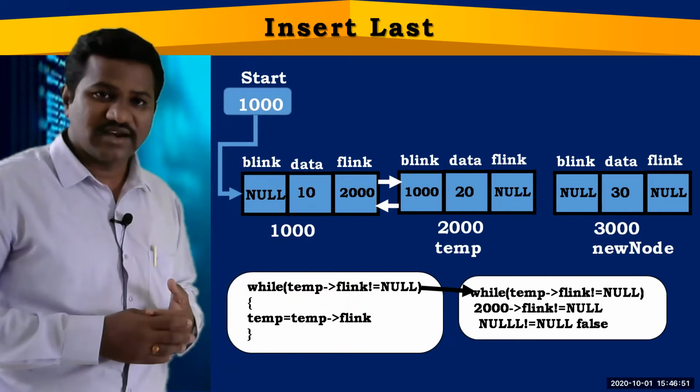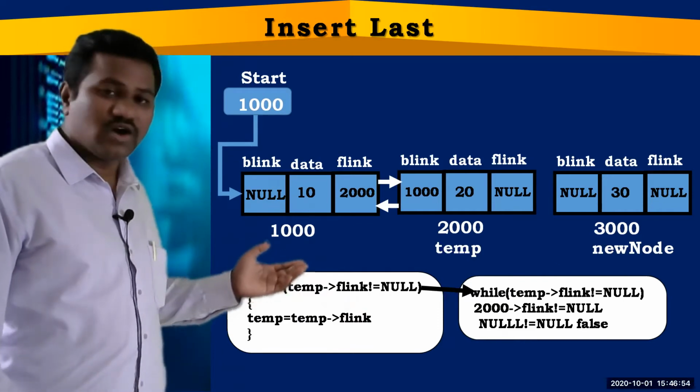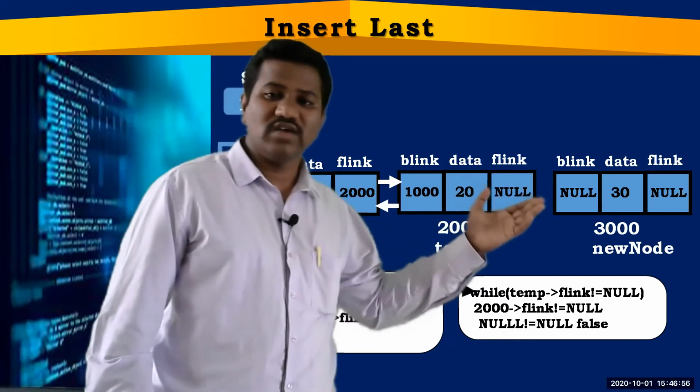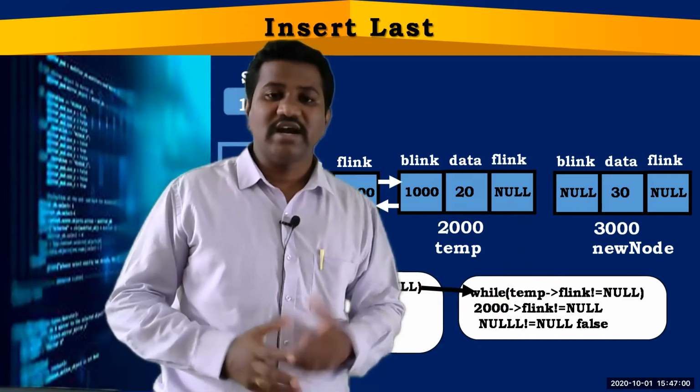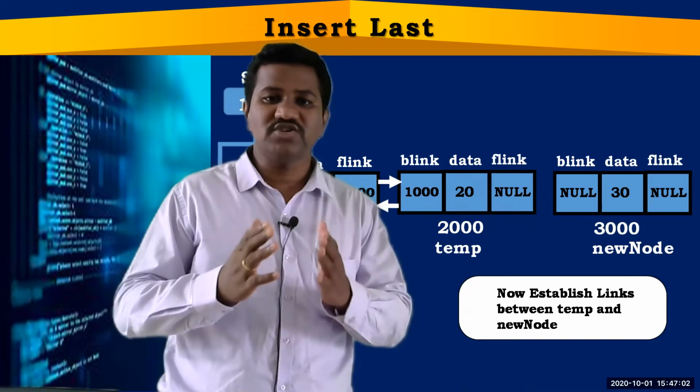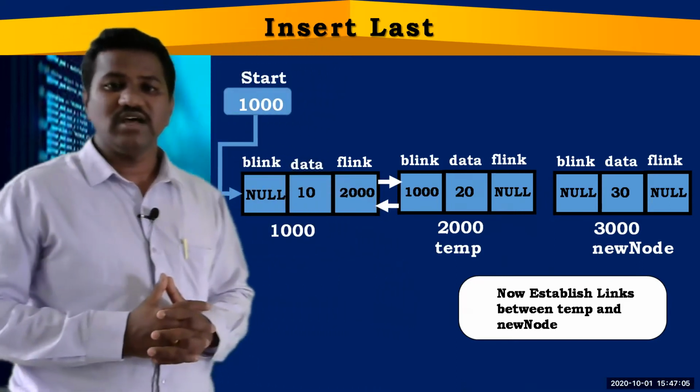Again, we'll be entering the second iteration of the while loop. While temp forward link not equal to null: the 2000 forward link will have null. Null not equal to null means the condition is false. Condition is false means what? We have reached the last node.